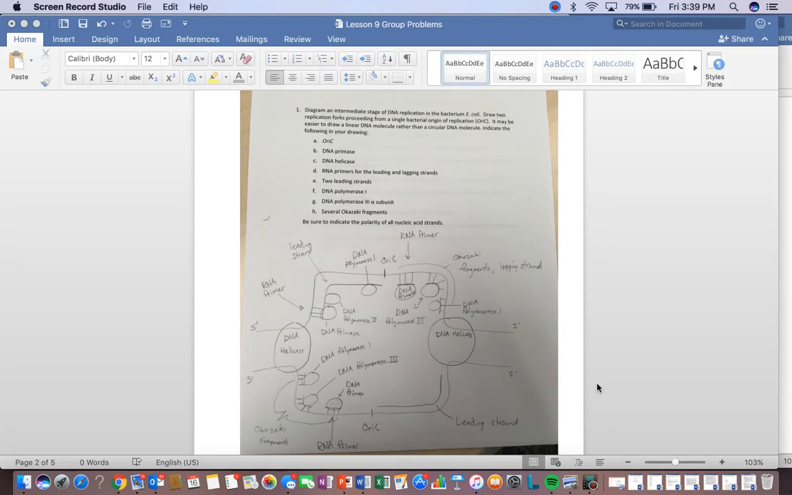Today we're just going to be talking about Lesson 9 group problems. For the first problem, we're asked to draw the replication process of a DNA sequence. And so this is our awesome little picture.